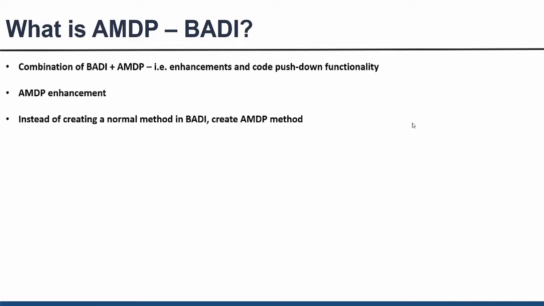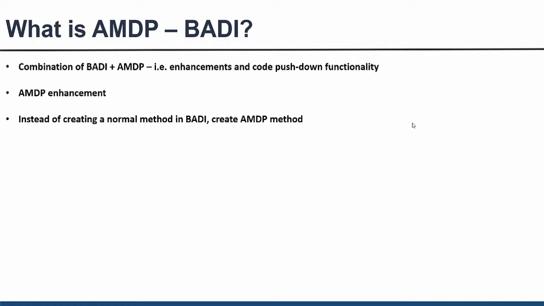So what is the purpose of this? The purpose of this is to give full flexibility to the users to implement your AMDP method the way the user wants. As of now, when you create an AMDP, you are defining your method, you are also implementing your method inside the AMDP. When you create an AMDP enhancement or AMDP BADI, you will be defining your AMDP method.